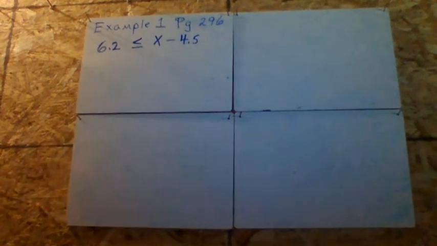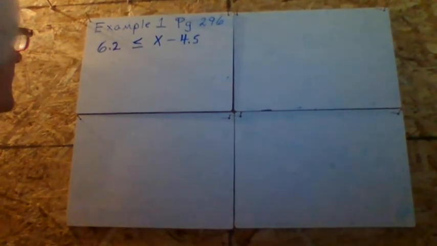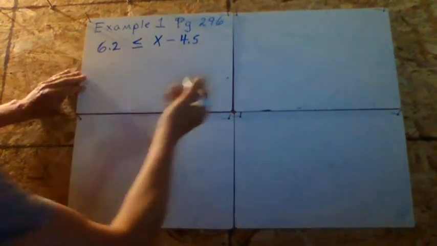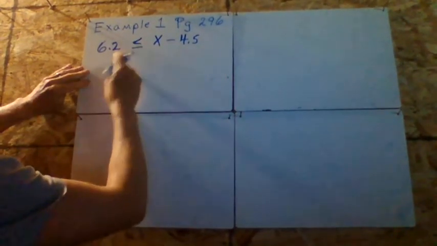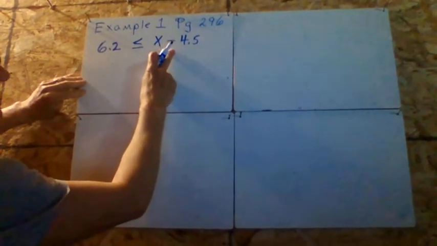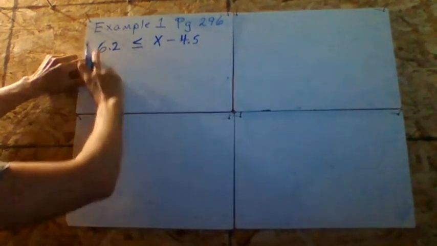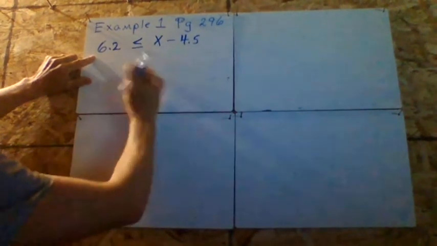So, this lesson here, I'm looking at example 1, page 296. And what they give me is 6.2 is less than or equal to x minus 4.5. And the first thing they ask me to do with that is to solve it. So that's no big deal. Solving this inequality, same as solving equations. I need to get the x by itself, so I'm going to send the minus 4.5 over with the 6.2. And the minute it crosses my sign, that minus is going to become a plus.